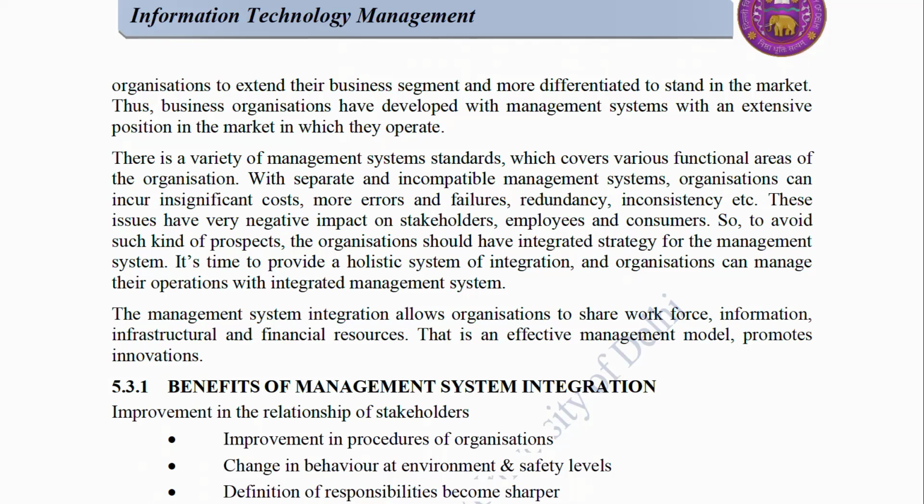So to avoid such prospects, the organization should have an integrated strategy for the management system. It's time to provide a holistic system of integration. An organization can manage its operations with an integrated management system. Management system integration allows organizations to share workforce, information, infrastructural and financial resources. That is an effective management model and promotes innovation.